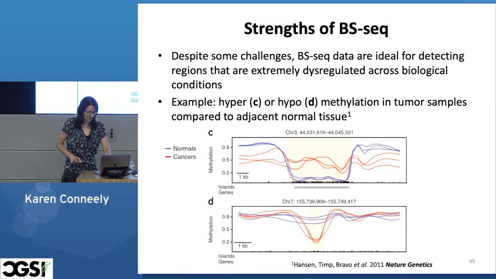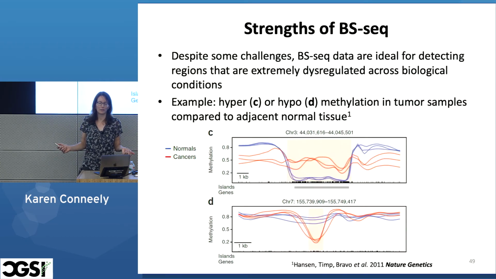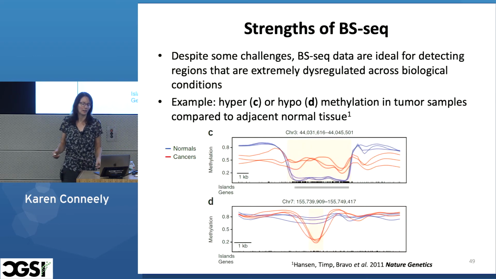And just to conclude, there are many strengths of BS-seq, as well as many challenges. The strengths are that it's ideal for detecting regions that are extremely dysregulated across biological conditions. Here's an example from a cancer study where you compare tumor to normal. It's very common to see these large dysregulated regions where the blue is the normal, an unmethylated promoter region, and in the cancer samples its methylation is completely dysregulated.